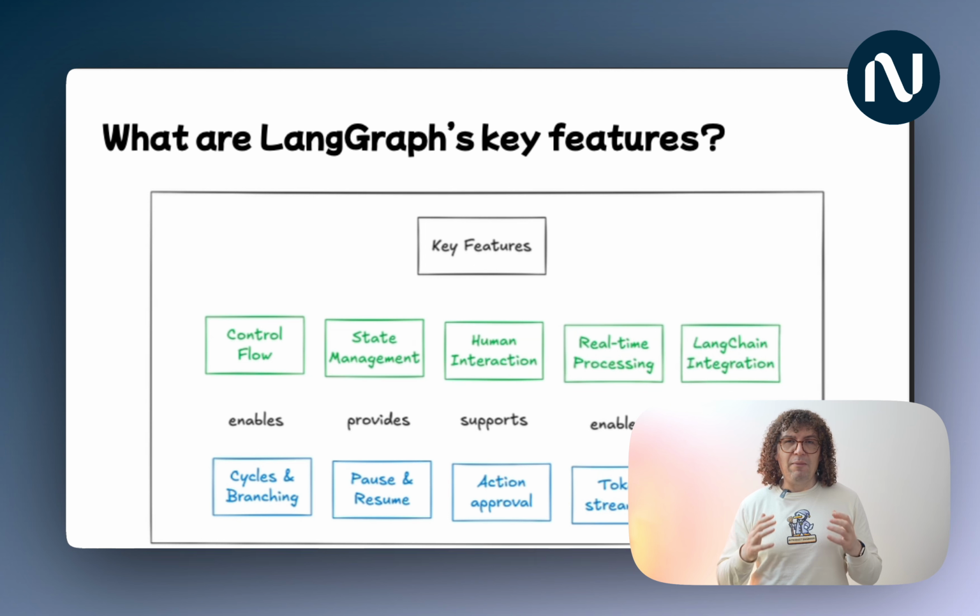If we think about modern applications, we can't negate the fact that real-time processing is a requirement. Because with this, we can have streaming. And also, given that this is part of the LangChain family, we can integrate very smoothly with other components within the LangChain ecosystem.